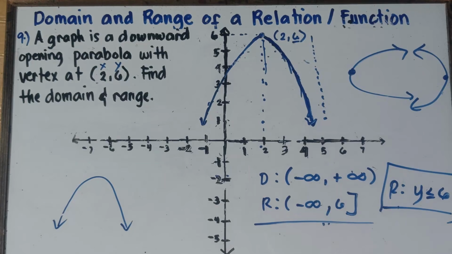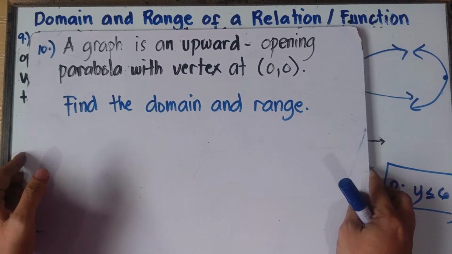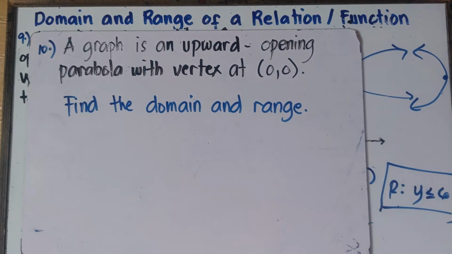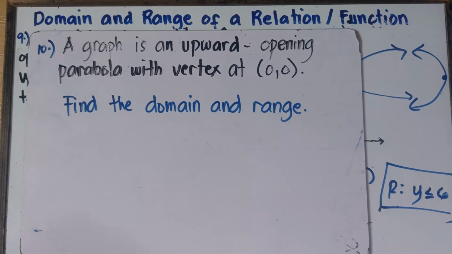So how about you try this one, class? Example number 10: a graph is an upward opening parabola with vertex at 0, 0. Find the domain and then the range. You try that one, and then put your answer in the comment section down below. Let me check if you really understand our topic.